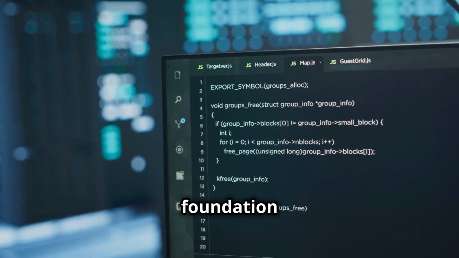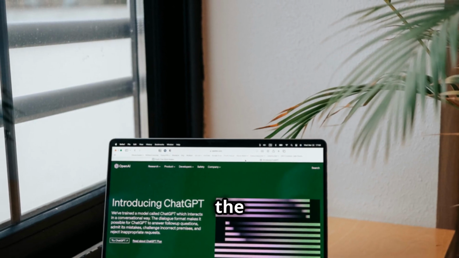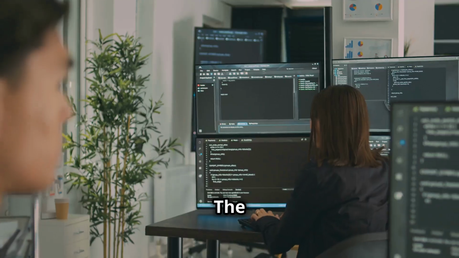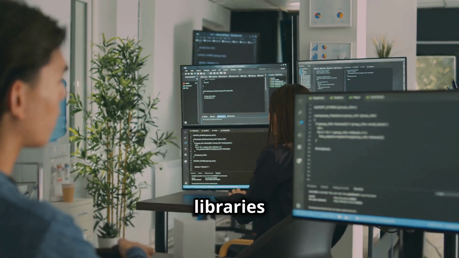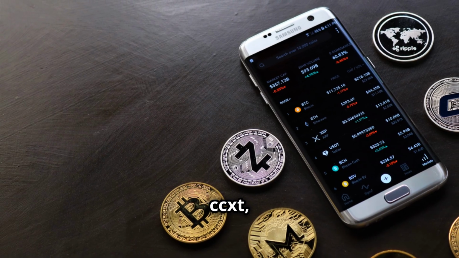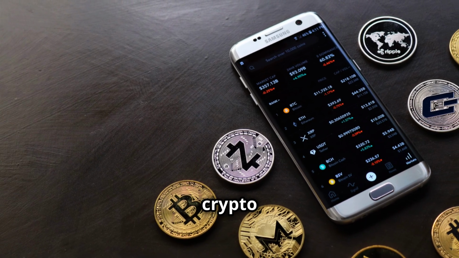With Python as our foundation and APIs as our bridge to the exchanges, it's time to gather the essential tools for our trading bot. The Python ecosystem offers libraries for financial analysis and trading. One such library is ccxt, a game changer for crypto traders.